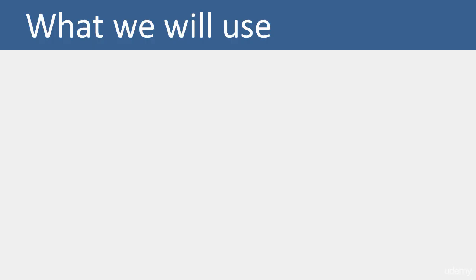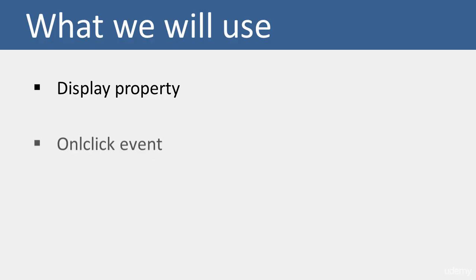So we'll be using the display property. The display property is used to set or return the element display type. So we use the display property to display something.